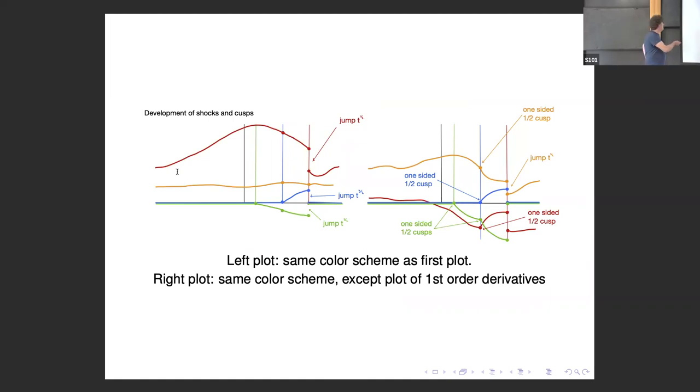So now let's look at the picture after the development of a shock. This is the same Shkoller scheme as before. We have a discontinuity in the dominant Riemann variable, and we have a discontinuity in the subdominant Riemann variable.